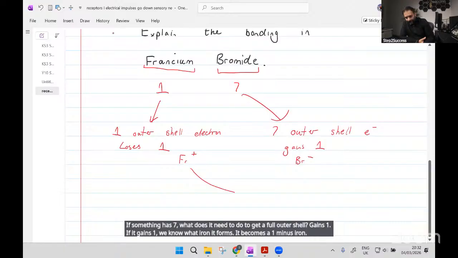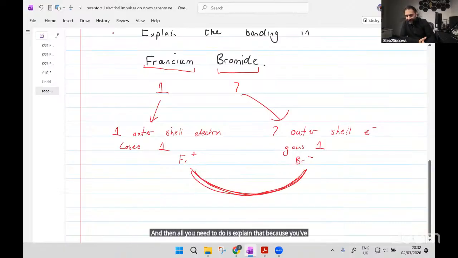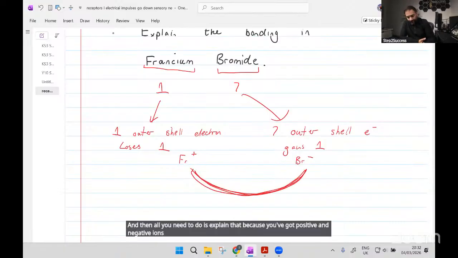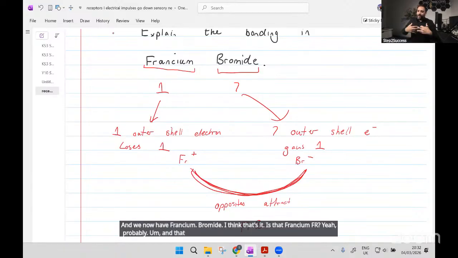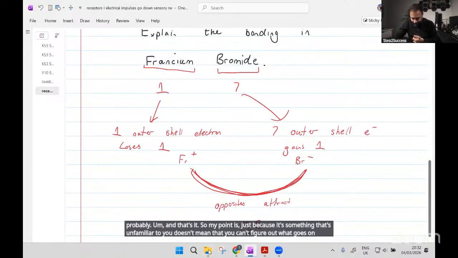And then all you need to do is explain that because you've got positive and negative ions here, oppositely charged, the oppositely charged ions attract. And we now have francium bromide. I think that's it. Is that francium Fr? Yeah, probably. And that's it. So my point is, just because it's something that's unfamiliar to you doesn't mean that you can't figure out what goes on. Right, last thing then.